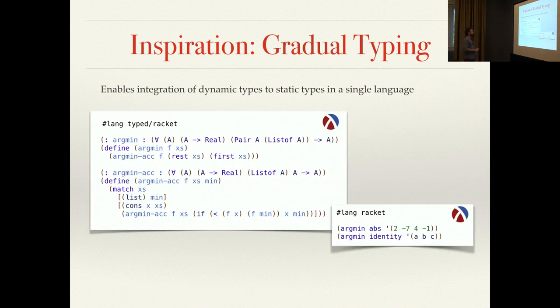Okay. So here's a gradually typed program in Typed Racket. And I'll tell you a little bit about how this works. Here I've got a module that's typed called argmin that's providing this argmin function, and then I've got a client that's untyped, okay? And this specification says that for all types of elements, this takes a real-valued function and a non-empty list of elements, and gives you back the element that minimizes that function that you gave it, okay?